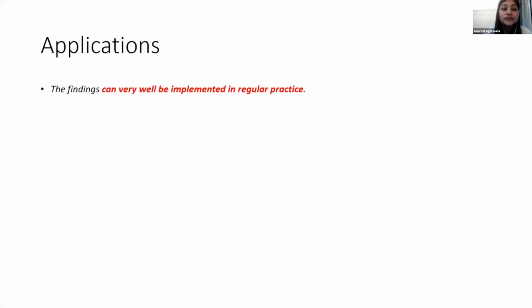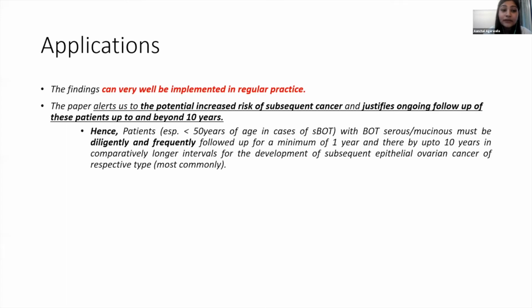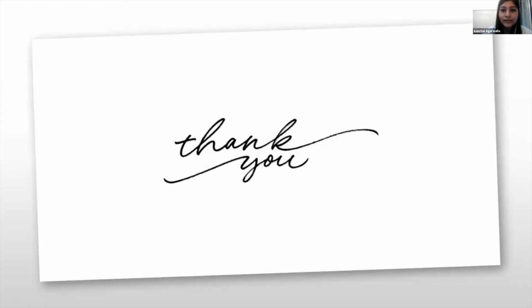So in my opinion, the findings can be very well implemented in regular practice. The paper alerts us to the potential increased risk of subsequent cancer and justifies the ongoing follow-up of these patients up to and beyond 10 years. Hence, the patients, especially below the age of 50 years, in case of serous borderline tumors, must be diligently and frequently followed up for a minimum period of 1 year, and thereafter up to 10 years at comparatively longer intervals for the development of subsequent epithelial ovarian cancer of respective type. Thank you.